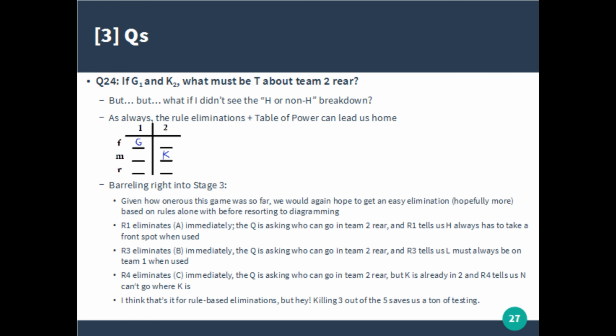Again, if I were doing this on test day, given how onerous this game has been so far, this is the last question of the game, but it was tough. There was a lot of work and a lot of thinking, and there were more moving parts than we are comfortable with, right? So given how onerous it was so far, we would hold on to the hope that getting an easy elimination, or hopefully more, based on rules alone would be a nice thing to have before resorting to diagramming.